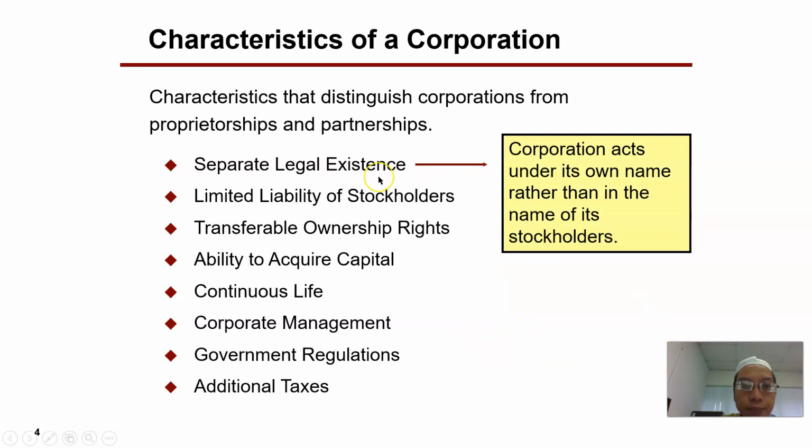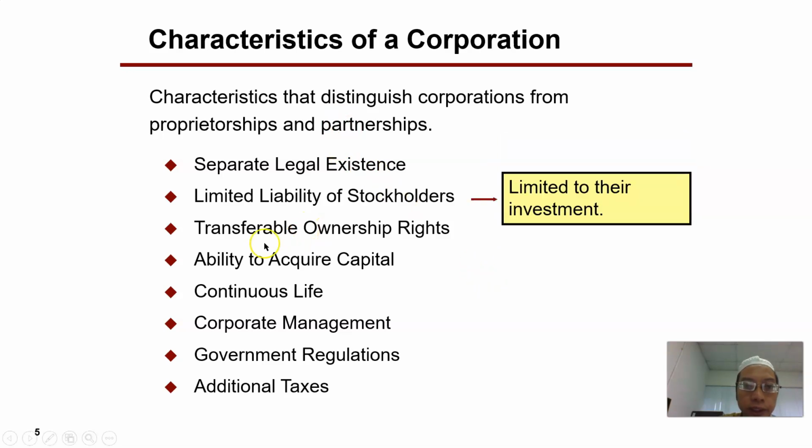Firstly is the separate legal existence. Like I said before, corporations are legally separate from the owners. So whenever corporations enter into a legal agreement with other parties, the shareholders are not bound by that legal agreement. It's only the company. Secondly is the limited liability of shareholders.